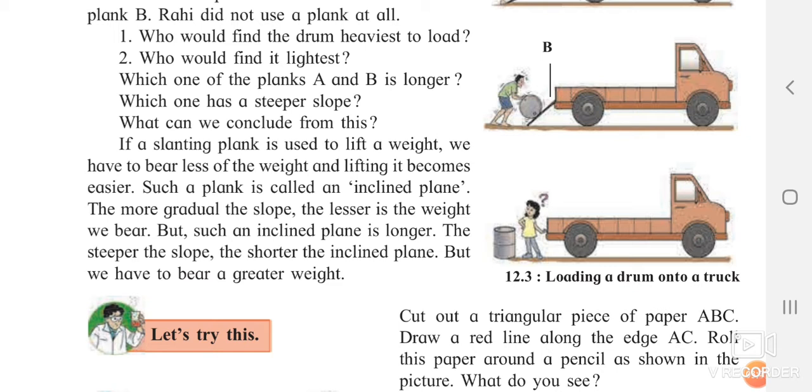The more gradual the slope, the lesser the weight we bear. The slope, how much you are going to give and how inclined the plane is, determines how much weight you are supposed to bear. An inclined plane is longer when the slope is gentler, and the steeper the slope, the shorter the inclined plane. If the slope is steeper, you require a shorter inclined plane, but if it is bigger, you require a bigger one.